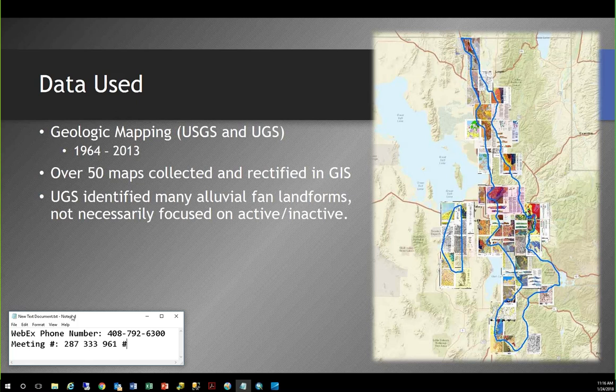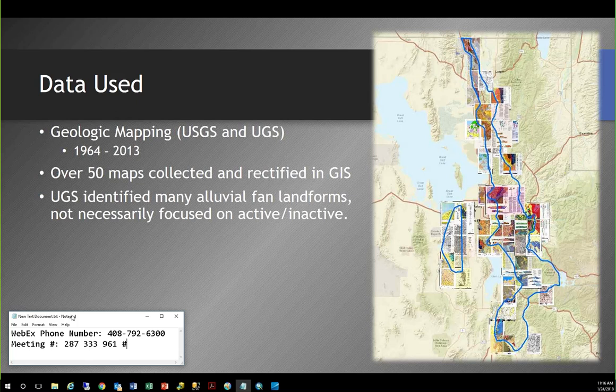Okay, so I'm going to talk about some of the technical elements of this project. I'm going to start with going through all the data that we used to generate our results, and I think it's important to do that so that you can see all the information that was gathered for this study. The first thing we looked at was geologic mapping, both from the U.S. Geological Survey and from the Utah Geological Survey. These acronyms you'll see here, I'll use throughout the presentation.